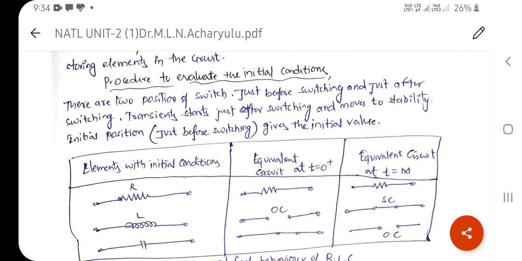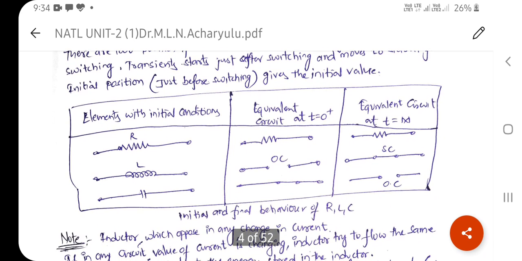We need to take the circuit just before switching and just after switching. The transient starts just after switching and moves to stability. Therefore, the initial position, just before switching, gives the initial values. The elements we take are generally only the RLC elements: resistor, inductor and capacitor. In the equivalent circuit at t equal to 0 plus, the resistor will be the same as usual.